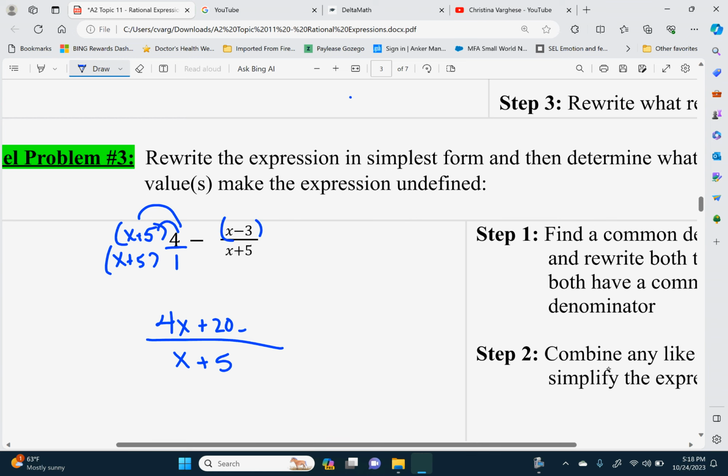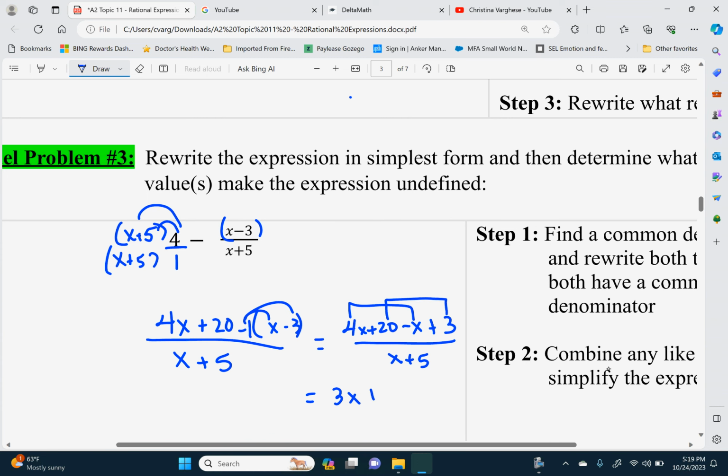Minus, and this whole thing together is on the top. So I have x minus 3 here. So I can simplify this right here, right? So I have 4x plus 20, and there's an imaginary 1 here. So 4x plus 20 stays, and then negative 1 times x gives me negative x. Negative 1 times negative 3 gives me a plus 3, and it's all over x plus 5. And then I'm going to combine like terms here. So I have 3x, right? 4x minus x is 3x. 20 plus 3 is 23, all over x plus 5. So that's the first part.